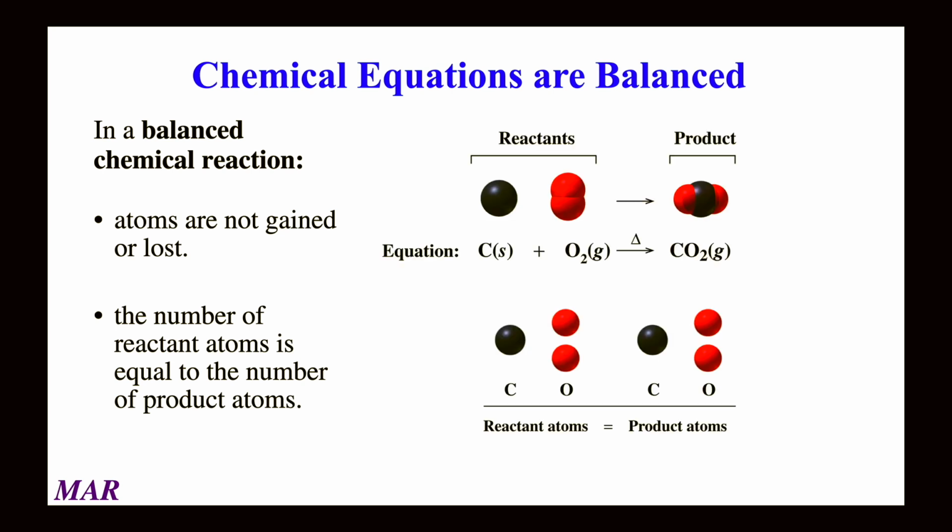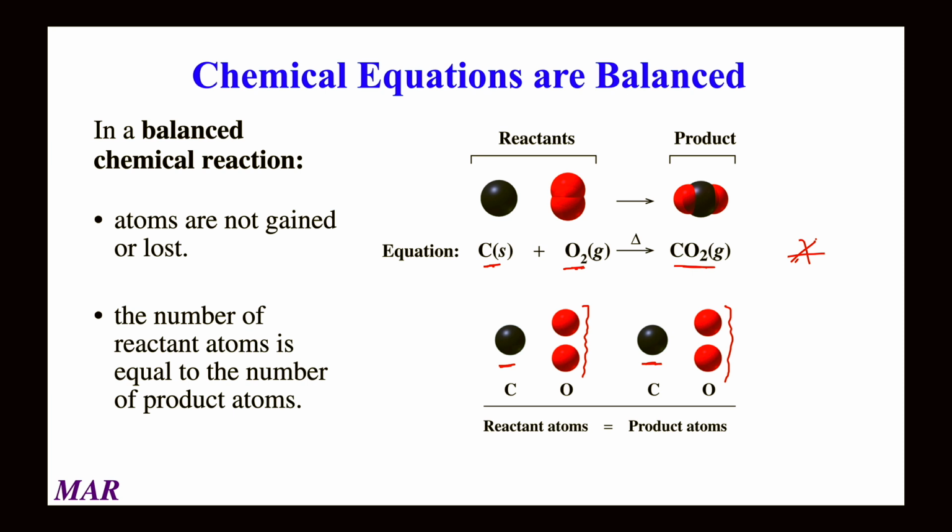Now here's an example of making carbon dioxide. You're taking carbon and oxygen, which is a diatomic, and you're making CO2. Now notice the atoms on the bottom. You've got a carbon on the left and a carbon on the right. So the carbon atoms are all accounted for. And in the O2, you've got 2 oxygen atoms, and in carbon dioxide, you have 2 oxygen atoms.